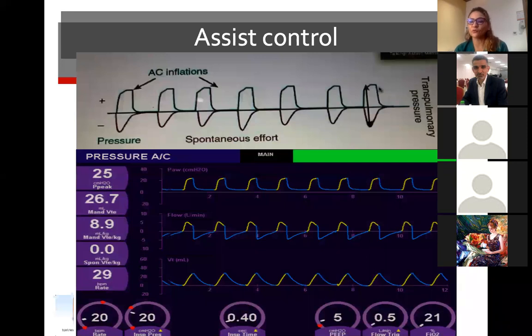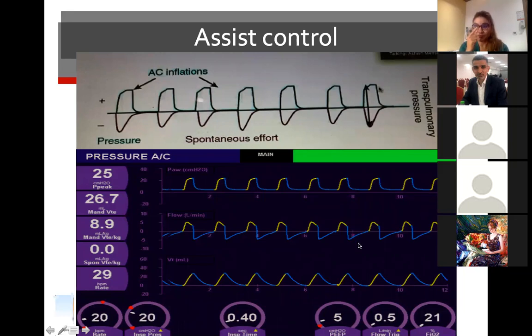How will assist control look? Assist control means you are not giving any set number of breaths, you are just giving a backup. The only thing you are giving is the inspiratory time. All the breaths of the baby which are triggered by the trigger level you have kept will be assisted by the ventilator. So this is how it will look. It looks quite nice.